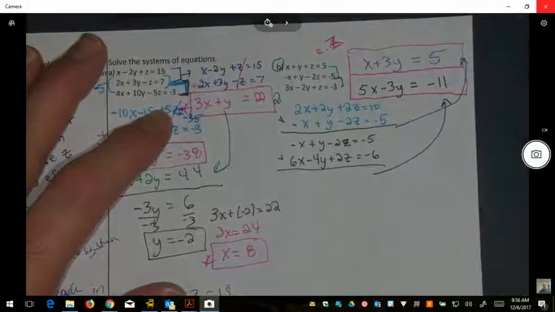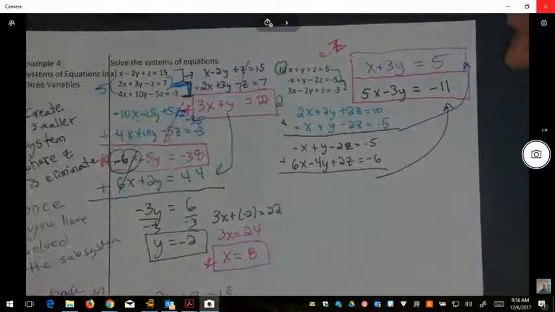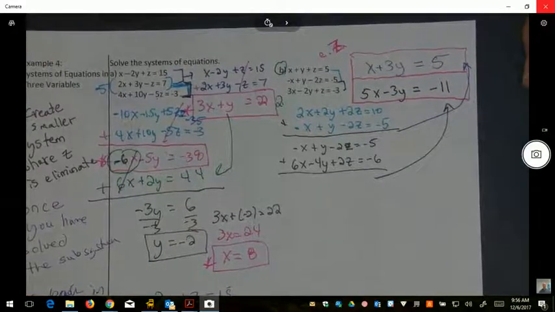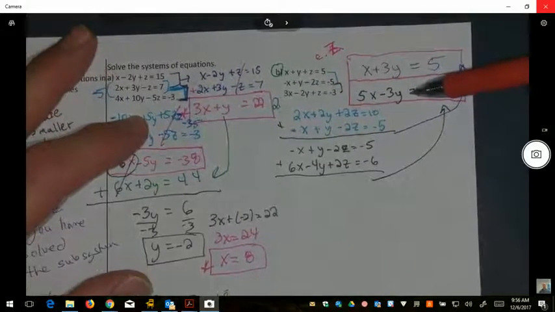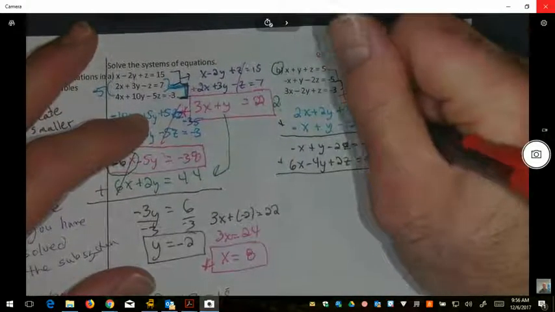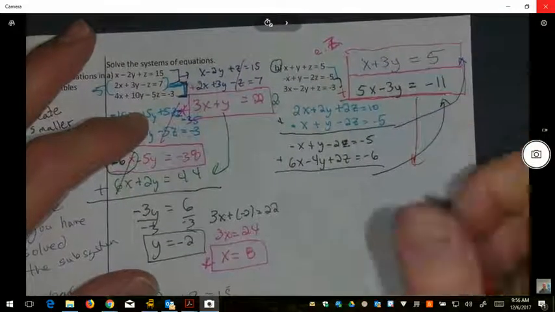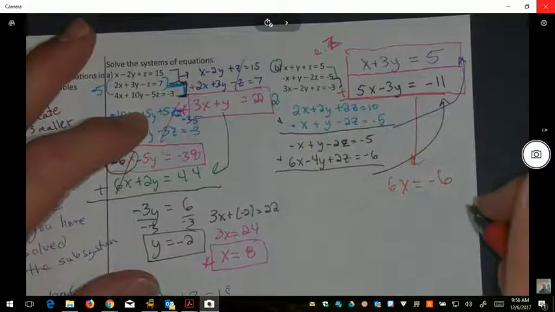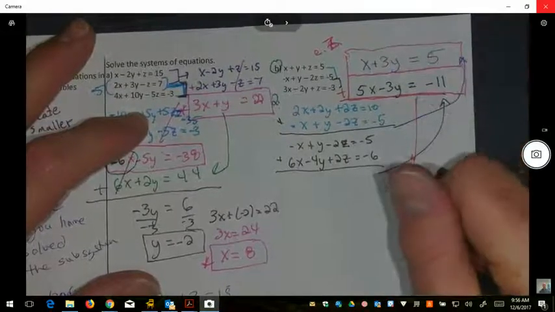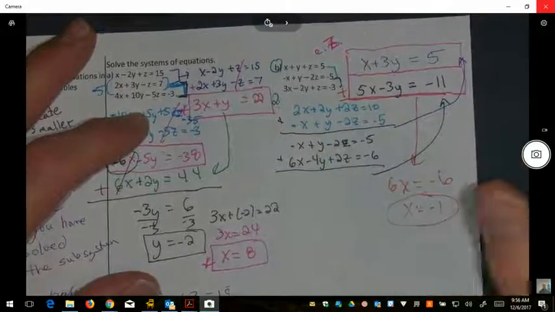And now, what's nice is this is already set up for elimination. You don't need to do any multiplication at all. Why? Why is it set up so nicely? The y's are already opposites. So by adding these 2 together, I've got 6x equals negative 6, because the y is eliminated, giving us x equals negative 1.